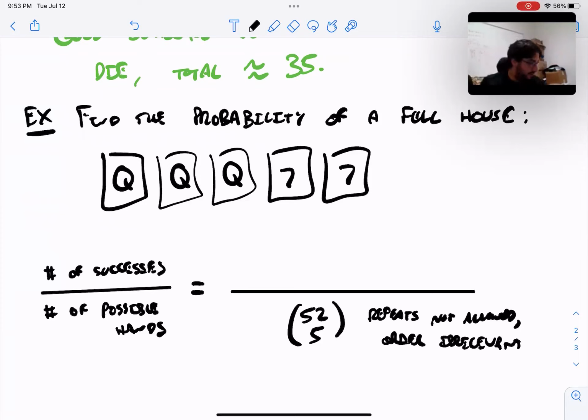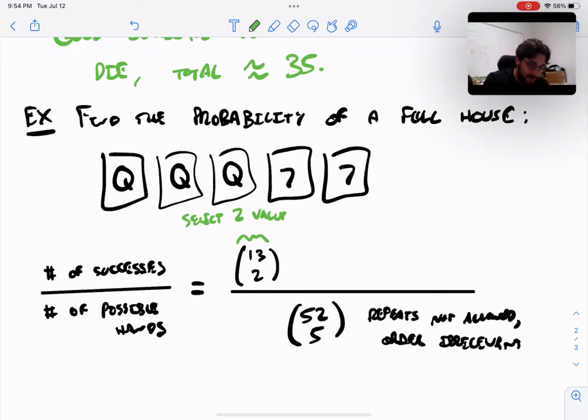The trickier part here is the numerator. What do we need to do? Well, there's a lot going on to build a full house. The first thing you need to do is pick your denominations. There are 2 values that appear in your hand, say queens and sevens. There's something that you have 3 of and something that you have 2 of. So that's why I'm selecting 2 values out of the possible 13. So select 2 values from the possible 13 values of the card.